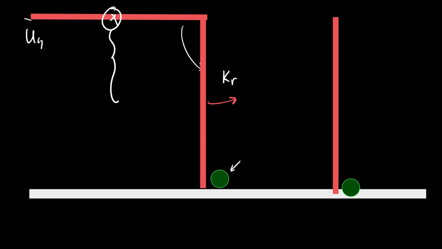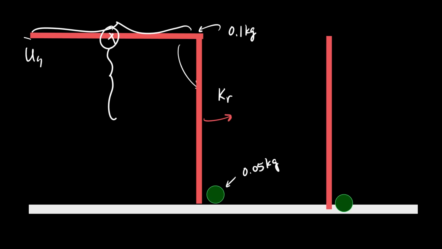Let's make this just a light little ball, mass 0.05 kilograms. And let's make this a meter stick of mass 0.1 kilograms and length 1 meter. Okay? When it swings downwards, I'd like to know how fast it's going. And that's what we're going to do first.